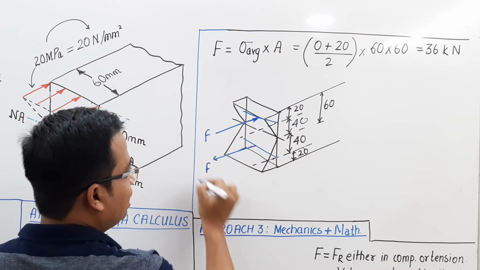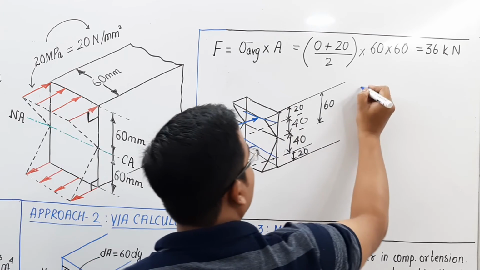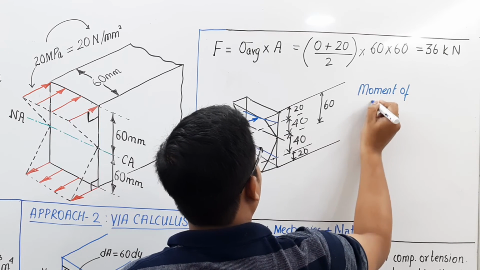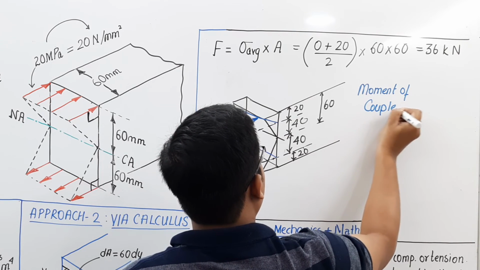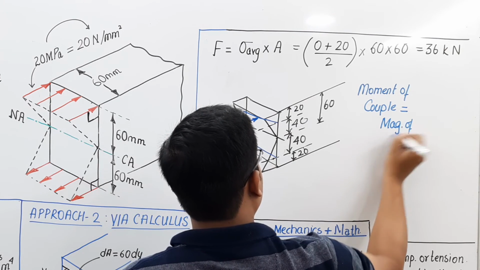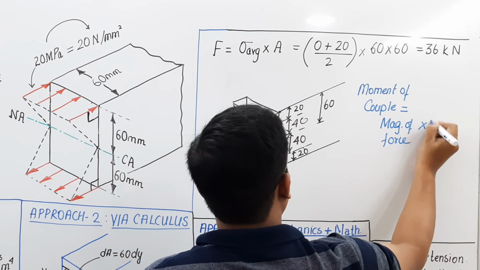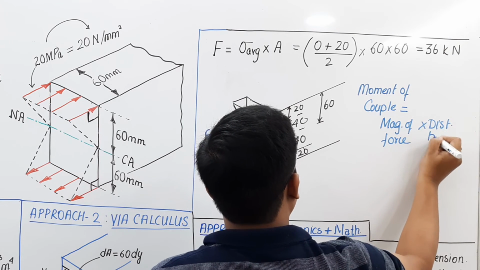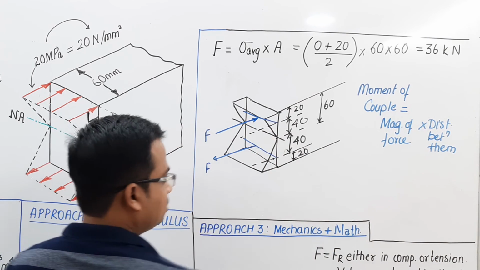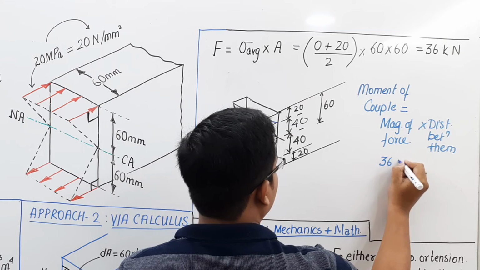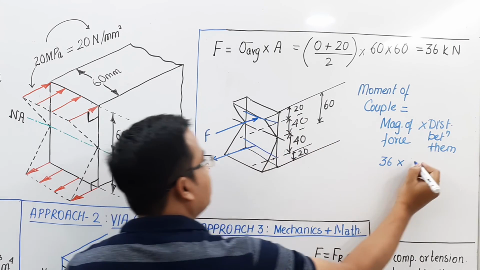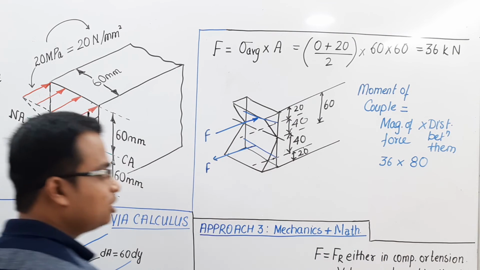This entire arrangement of force is what is known as the couple, and what we are interested in is the moment of couple. Moment of couple is equal to the magnitude of the force, which in fact is multiplied by the distance between them. So if you watch carefully, the magnitude of force is how much? That is 36 kilonewtons, multiplied by the distance between them, 40 plus 40, that is going to be 80. So 36 multiplied by 80.